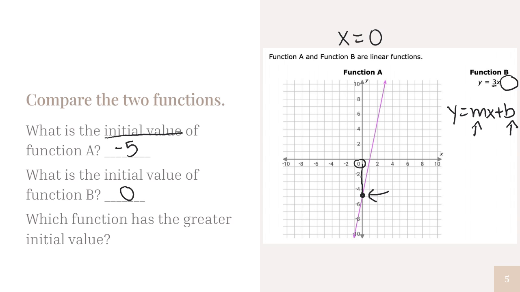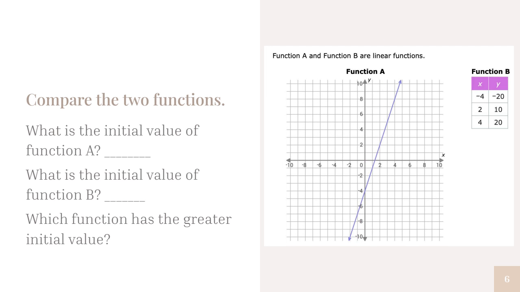So now, which function has the greater initial value? Is -5 bigger or is 0 bigger? Would you rather break even and be 0, or would you rather owe someone $5? Break even, right? 0 is bigger than a negative number. So function B would have a greater initial value than function A.